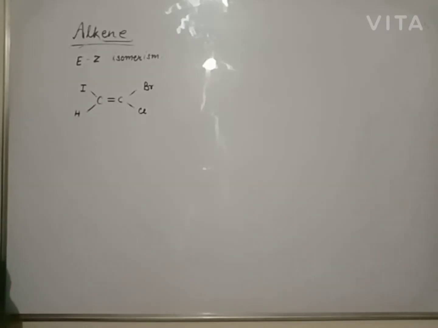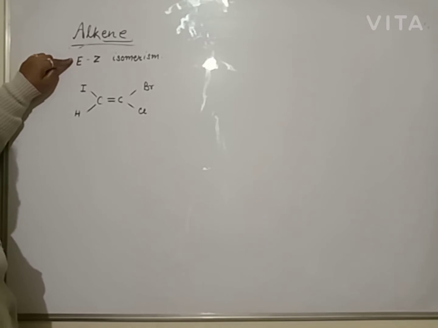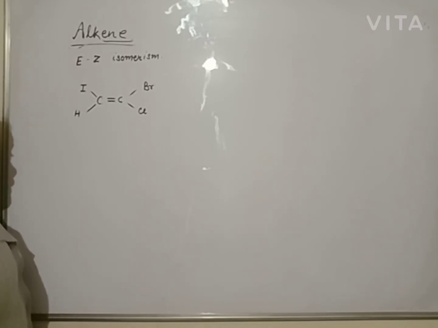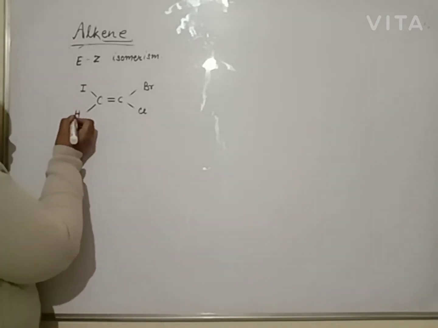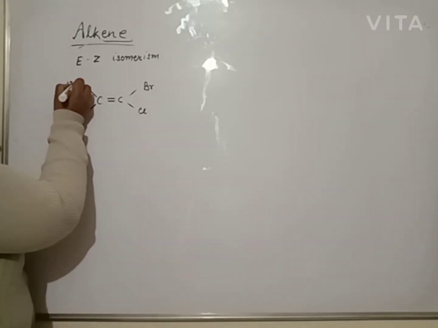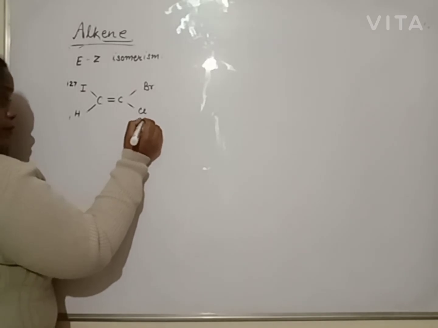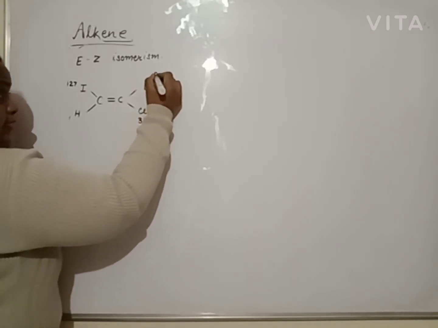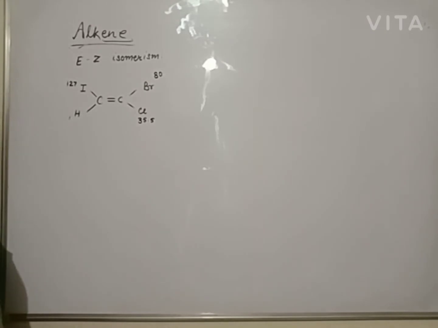Now, which geometrical isomerism is it? Answer no. None is cis, none is trans. Then what happens? We will apply EZ configuration. Beta, here we will check priority. Priority will be checked on the basis of their atomic mass. Atomic mass of hydrogen is 1. Atomic mass of iodine is 127. For chlorine it is 35.5. For bromine it is 80. Clear? Less the atomic mass, less the priority.